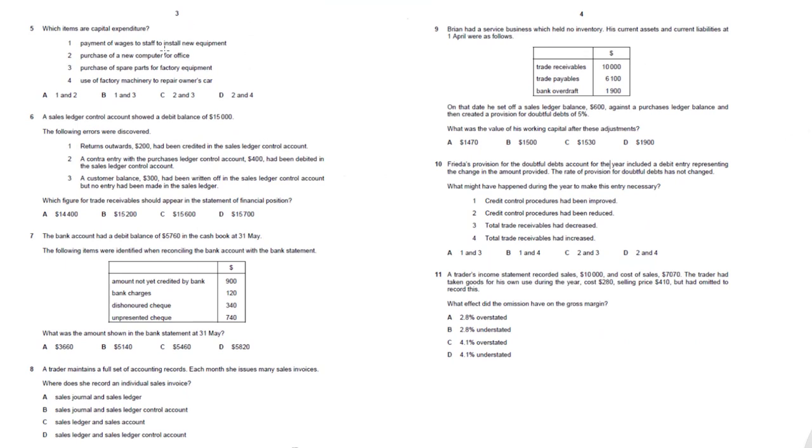Which items are capital expenditure? Payment of wages to staff to install new equipment. Yes. All incidental expenses relating to the purchase or manufacture or acquisition of any kind of capital asset or non-current asset will also be categorized as capital expenditure. Purchase of new computer for office. Yes. Purchase of spare parts for factory equipment. No. This is like a repairs cost. So spare parts don't count as capital expenditure.